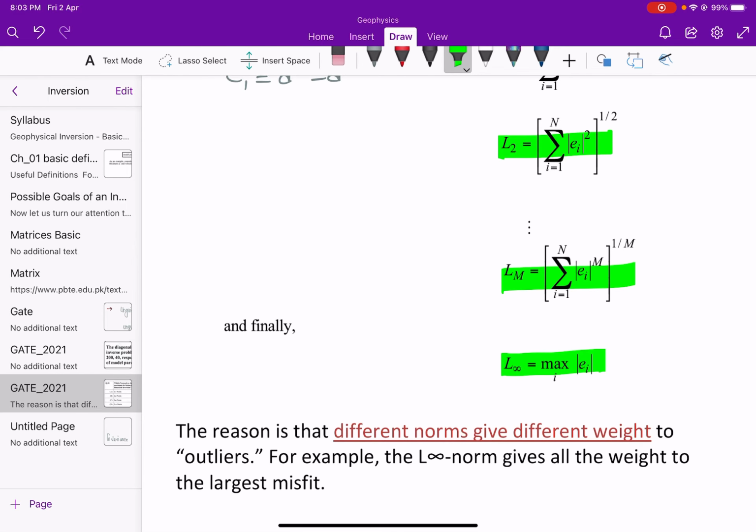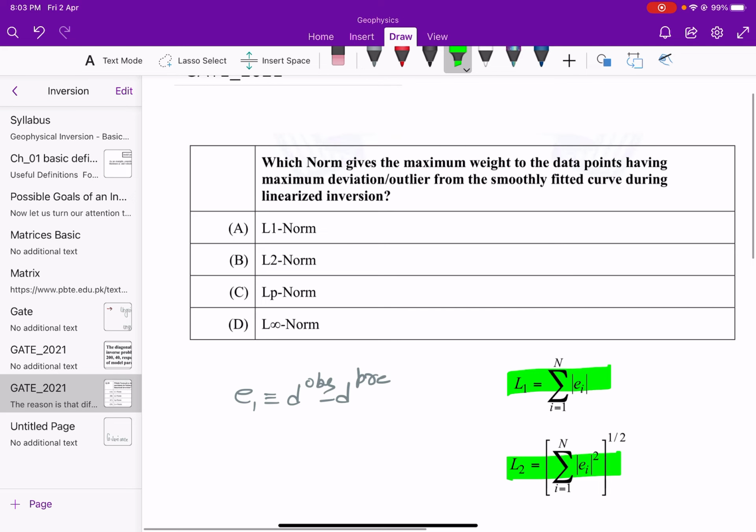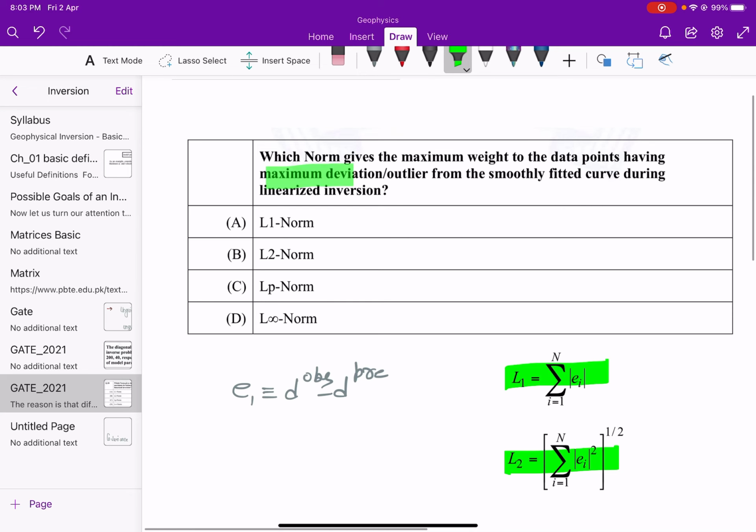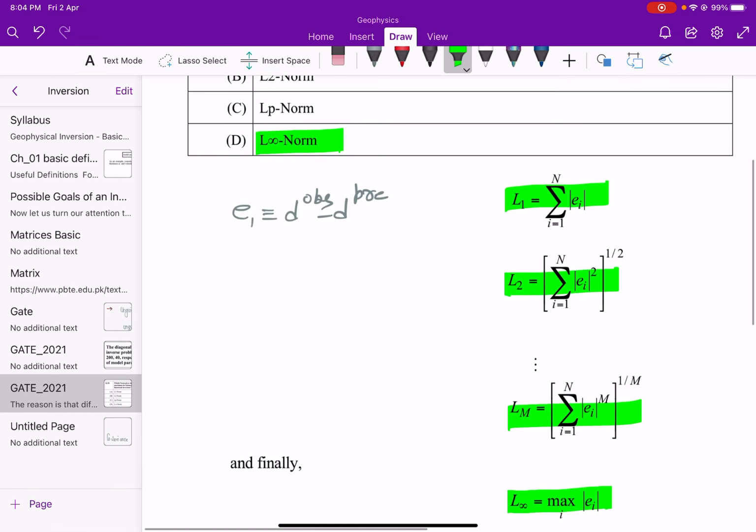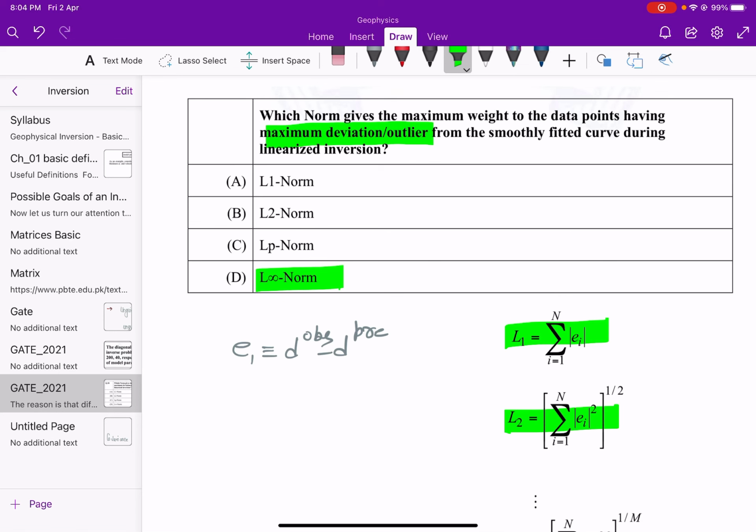So in the question we have to find out which norm gives the maximum weight to the data points having maximum deviation or outliers from the smoothly fitted curve. The answer will be the L infinity norm, because different norms give different weight to outliers. For example, the L infinity norm gives all the weight to the largest misfit. So the answer will be the L infinity norm.